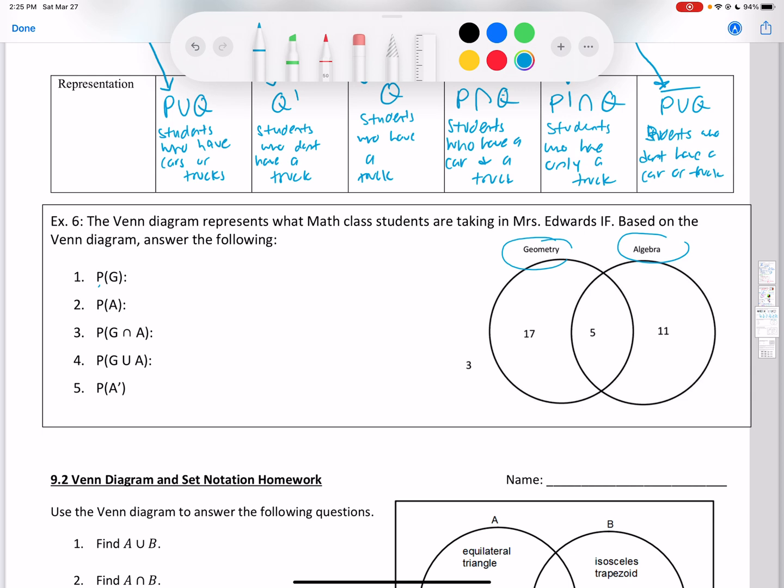So the first thing that I suggest when you're working with a Venn diagram problem is adding up all the total numbers so you have the total sample space. Because whenever you do your probabilities, it's going to be over the total number of samples that you have. So 3 plus 17 is 20, 20 plus 5 is 25, plus 11 is 36. So every one of these probabilities is going to be out of 36.